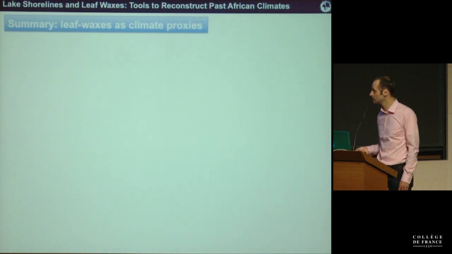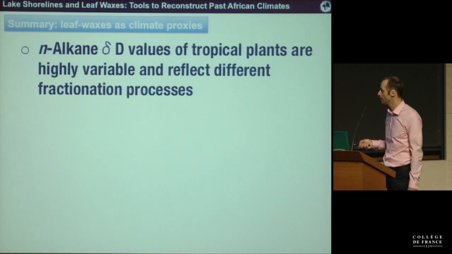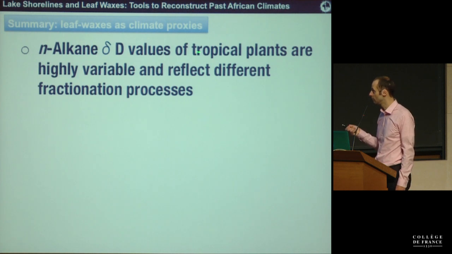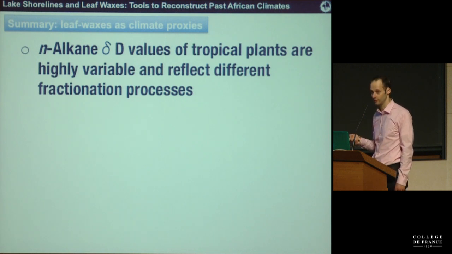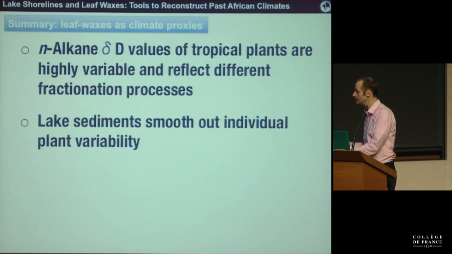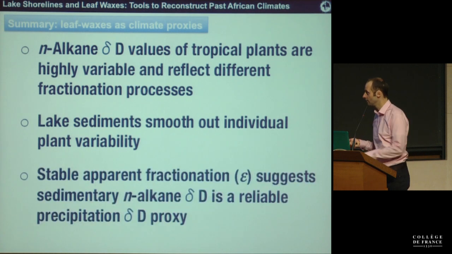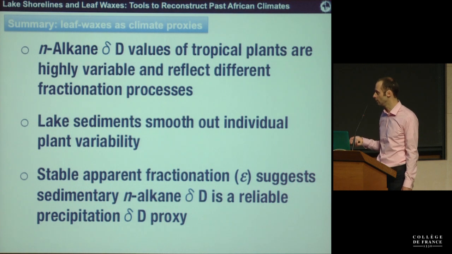So in summary, for the second part, I've shown you that the hydrogen isotopic composition of leaf wax n-alkanes from tropical plants can be highly variable, and they are reflecting different fractionation processes which are related to evaporation mostly. However, the lake sediments are smoothing out the individual plant variability, and they result, in fact, in a stable apparent fractionation between the leaf waxes and the precipitation, which is suggesting that the hydrogen isotopic composition of sedimentary n-alkanes can be used with confidence to reconstruct the isotopic composition of the precipitation.